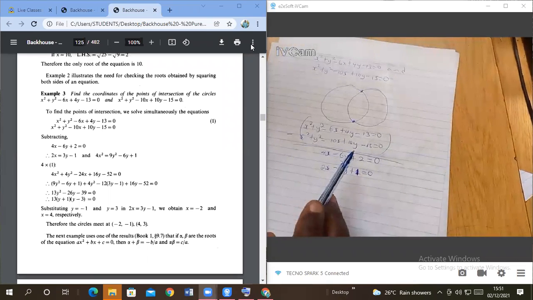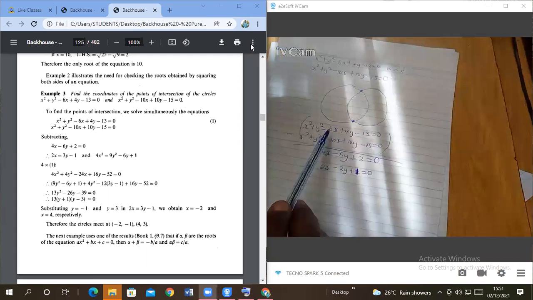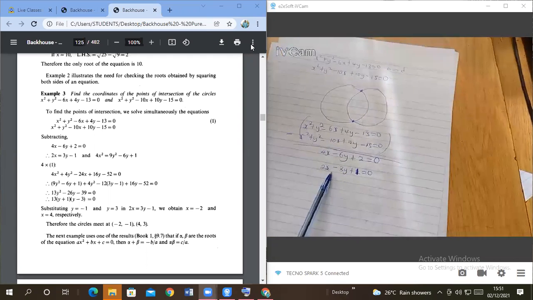I was saying, when you subtract equations of two circles, you come up with a straight line. Are you able to see that this is a straight line?